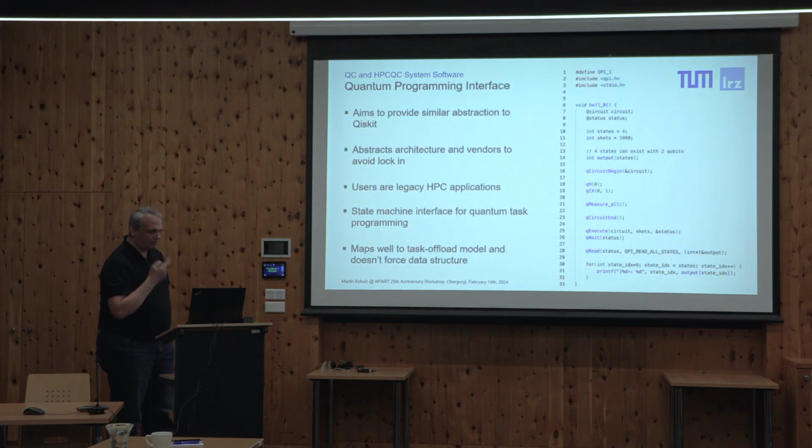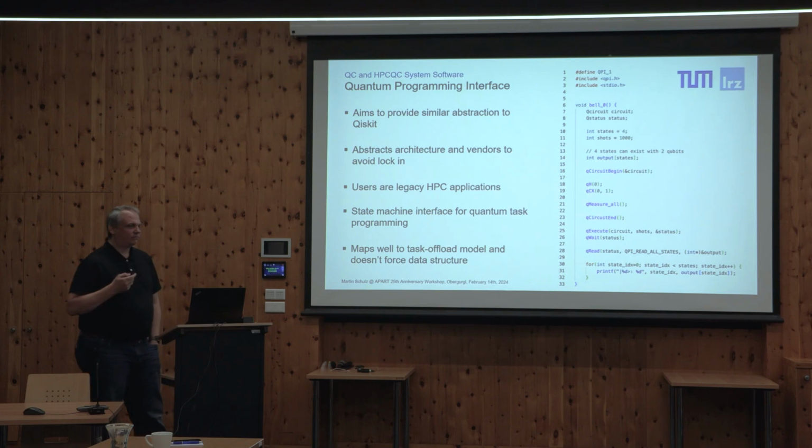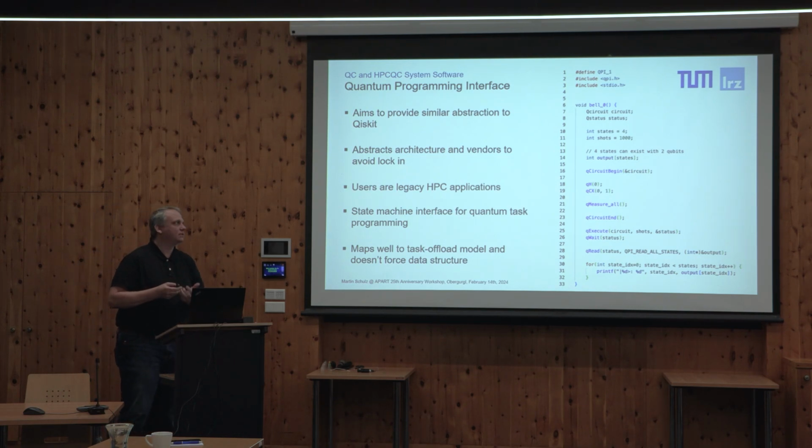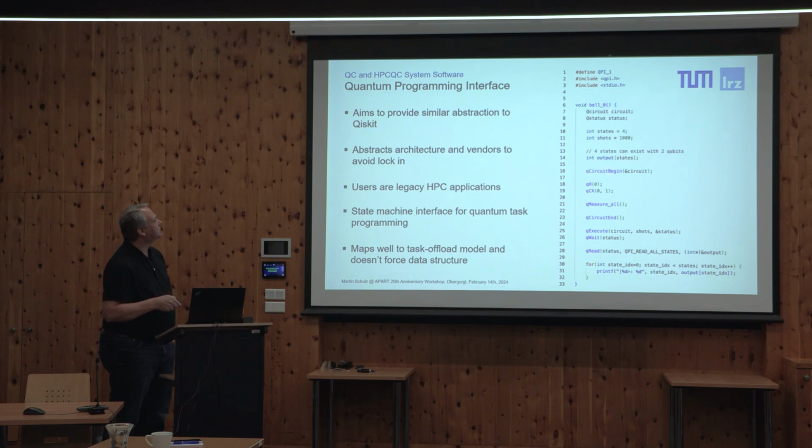And one thing, for example, that we're trying, this is our first attempt at this, is the Quantum Programming Interface, the QPI, where we would like to have, right now, a similar abstraction as Qiskit, but integrated into some code. So you have here some C code. You can now create a circuit. You can put something into that circuit. Then you can add a measurement to that. You end the circuit, and then you can execute that.